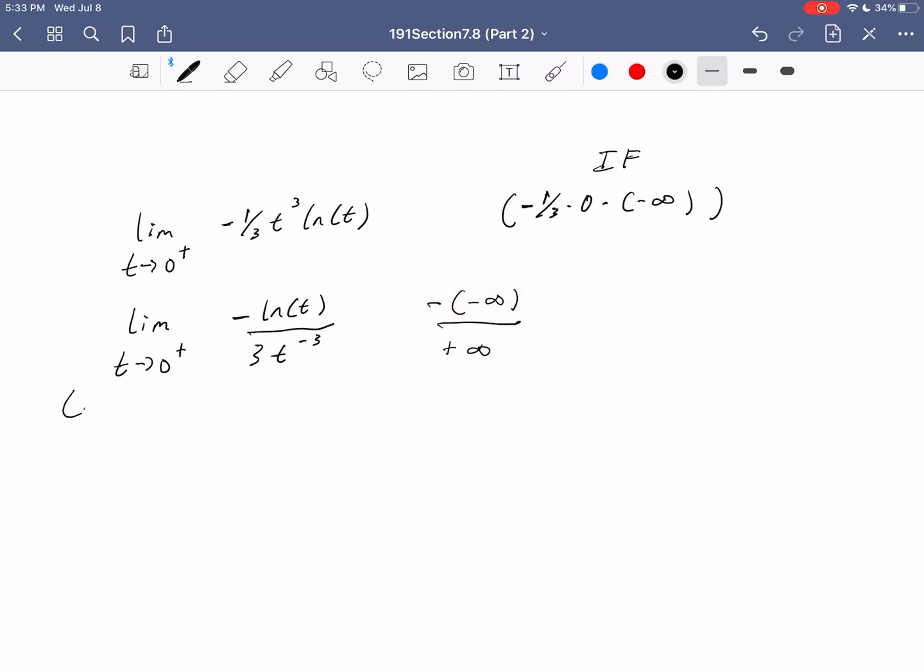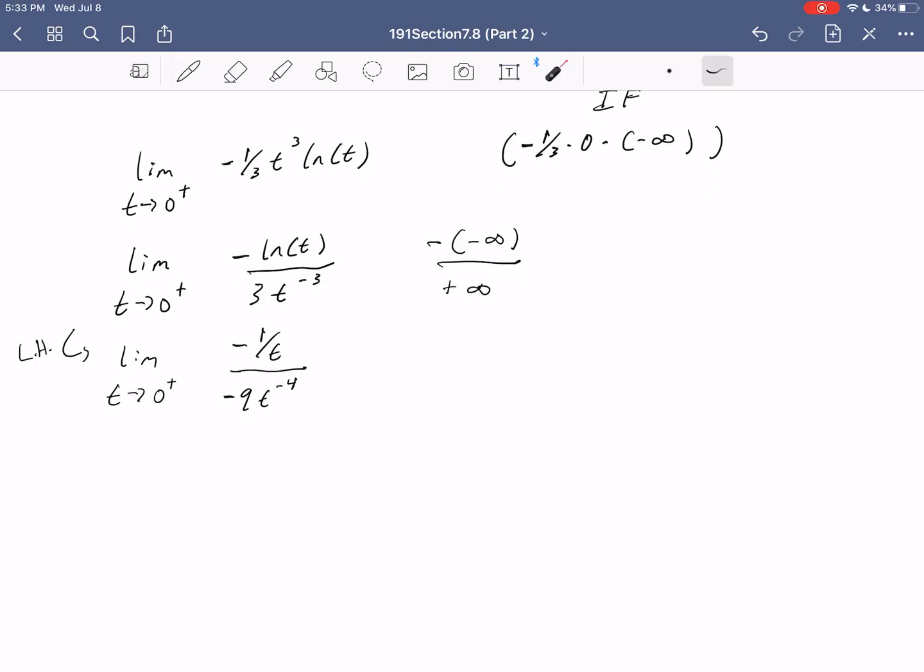So now we can go ahead and use L'Hopital. So limit t goes to 0 plus. We differentiate top and bottom separately. Negative 1 over t, negative 9t to the minus 4. We can simplify that. Let's swing this t to the minus 4 back up as a t to the 4th. And it looks like we get limit t goes to 0 plus t cubed over 9.